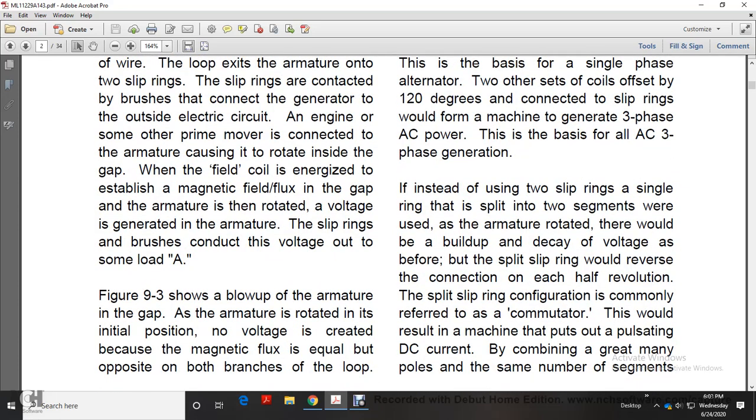This is the basis for the single-phase alternator. Two other sets of coils offset by 120 degrees, connected to the slip rings, would form a machine generating three-phase AC, the basis for all three-phase AC generation.